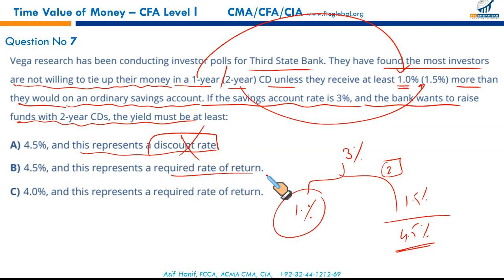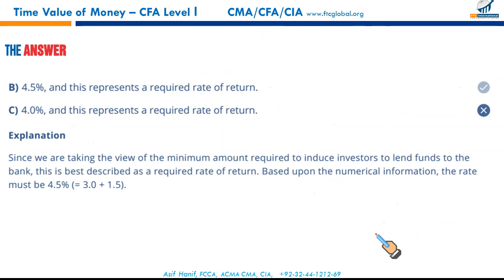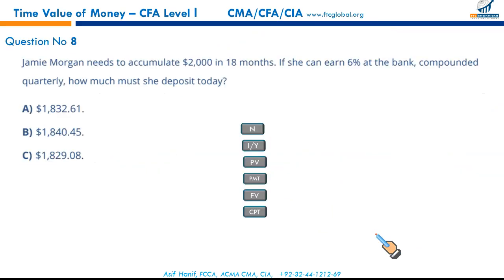We are taking it from the point of view of the investor. Since we are taking the view of the investor, investors are induced through offering them a certain rate of return. They have a certain requirement from the borrower that they expect in return. So from the investor point of view, it is the required rate of return, right? It's not the discount rate. So this is 4.5 required rate of return, B to be the correct option. All right, moving on.